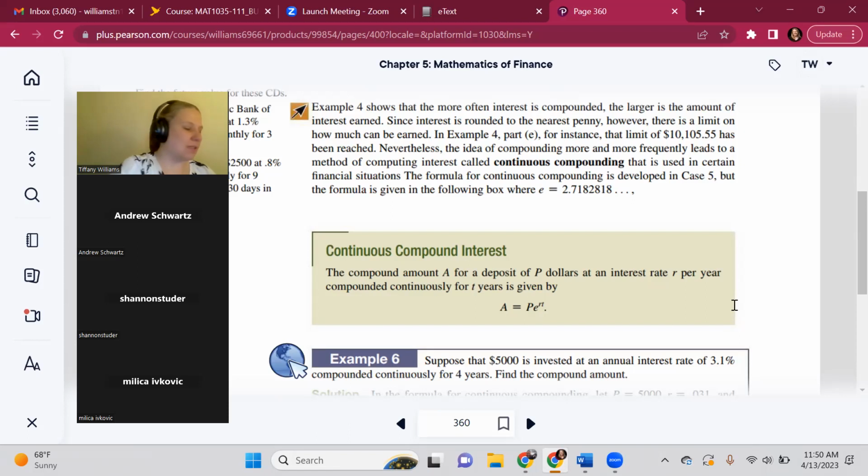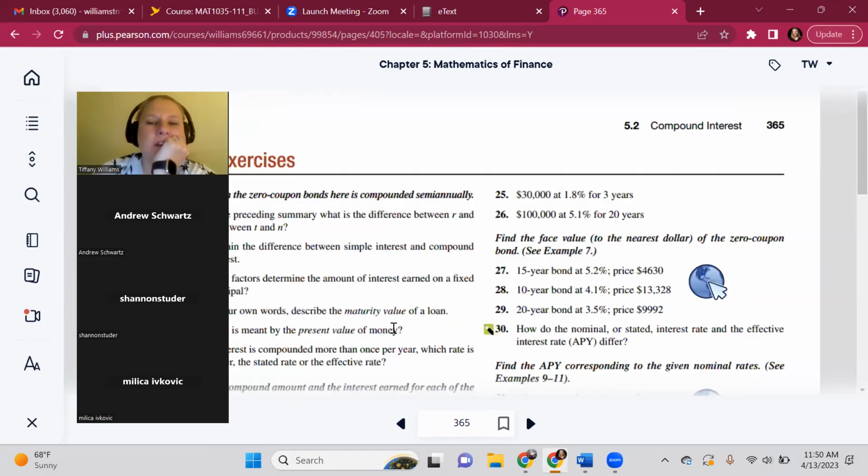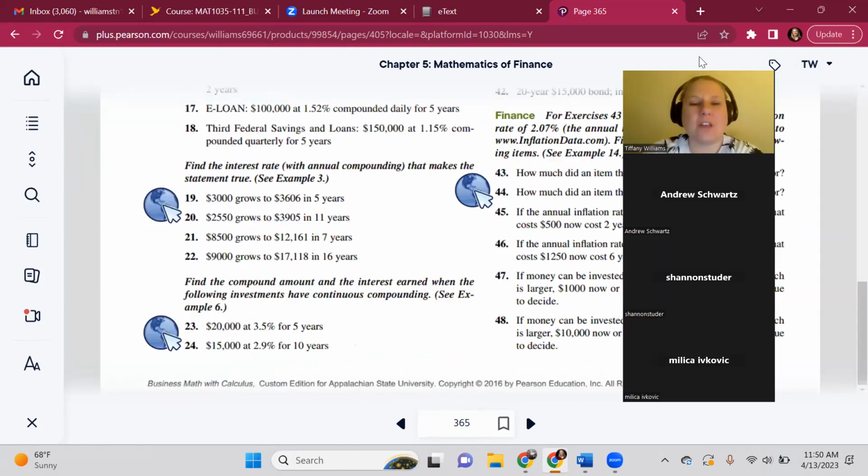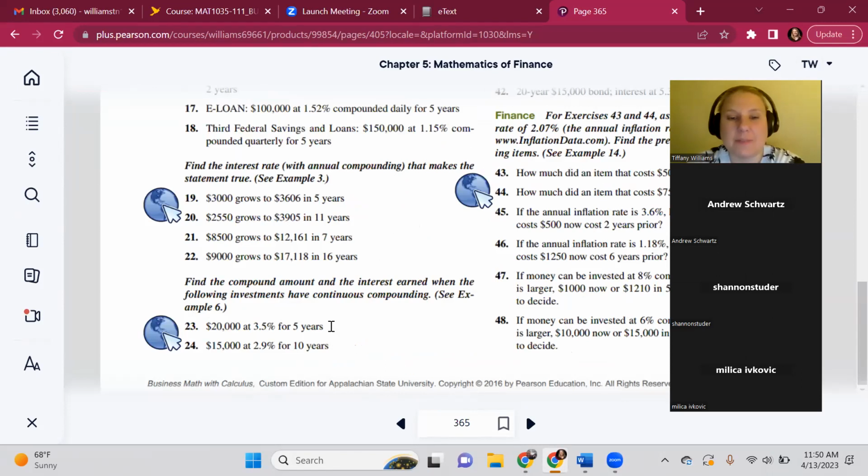So we're going to do an example of continuous compounding. Again, not something that we're actually ever going to be able to do in real life, but it's a great model for things. So we're going to look at number 24, page 365. They want us to find the compound amount and the interest earned when the following investments have continuous compounding. So guys, the only time I ever use this PERT formula is when it says continuous. Otherwise, this formula is never used. So it has to say continuous compounding.